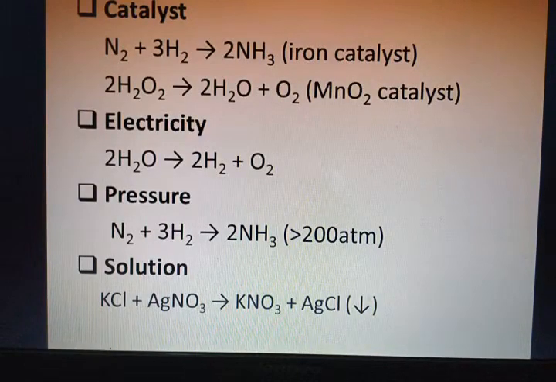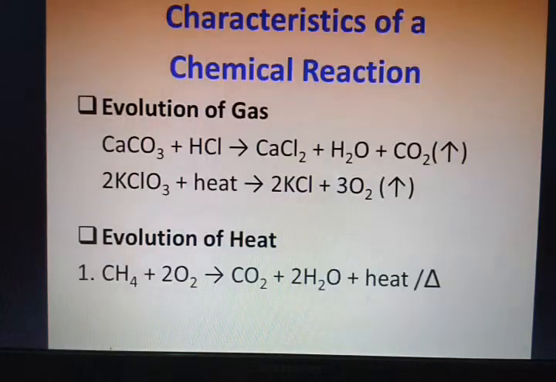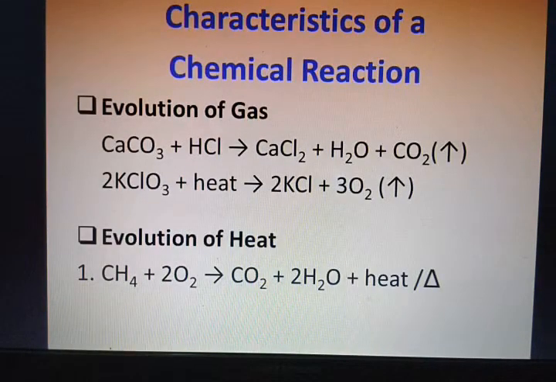Now coming to the next one, the characteristics of a chemical reaction. There are certain characteristics, features, we all know that. The first is evolution of gas. Evolution of heat is another characteristic of a chemical reaction. Formation of precipitates is another feature. Then color change is another important feature. Change of state is another parameter.